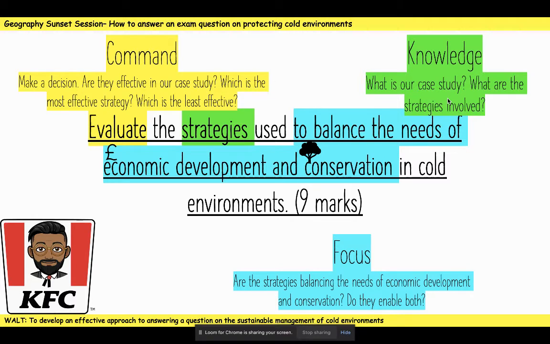And then finally, the command word, evaluate. If the question says evaluate, to what extent, or assess, we need to make a decision. Are the strategies effective in our case study? Is the Trans-Alaskan Pipeline effective? Which is the most effective strategy? Is it action by governments, or is it the use of technology? And which is the least effective? And we'll talk about how we can do some of that comparison, or how we can shrink that down and, using PEEL structure, cover all those bases.